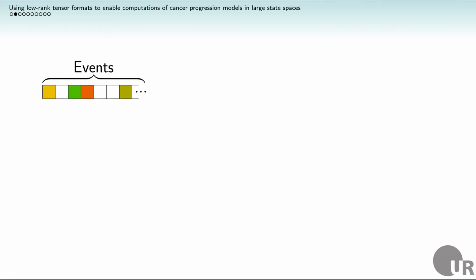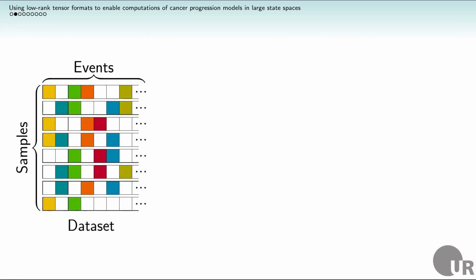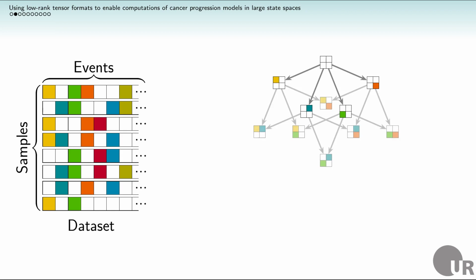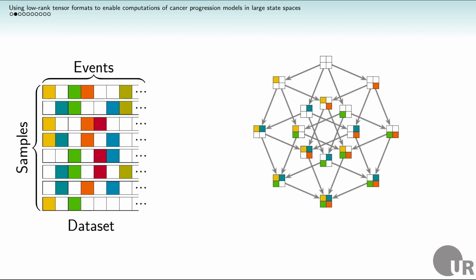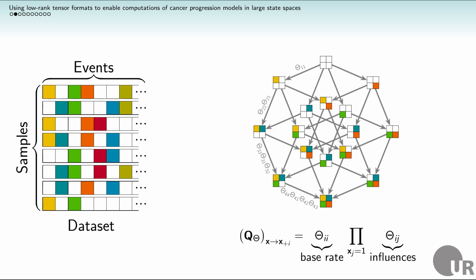We model a tumor as a d-dimensional vector, where each entry is 1 if the corresponding event is present and 0 if it is not. By assuming that events occur only one at a time, the number of possible transitions is greatly reduced. Additionally, we use the proportional hazard assumption to calculate transition rates, giving us a total of only d-squared parameters describing our model. They consist of the event's base rates and multiplicative influences between events.